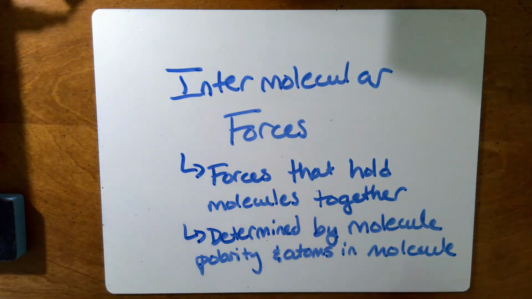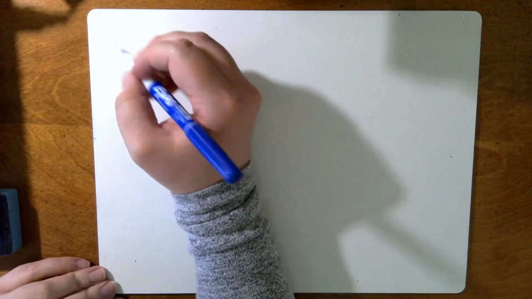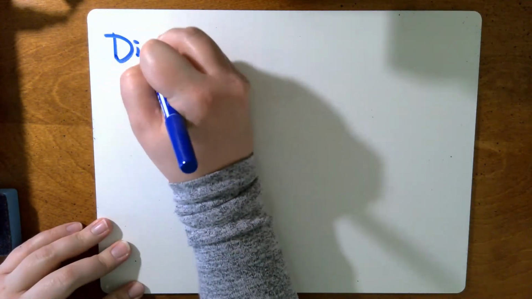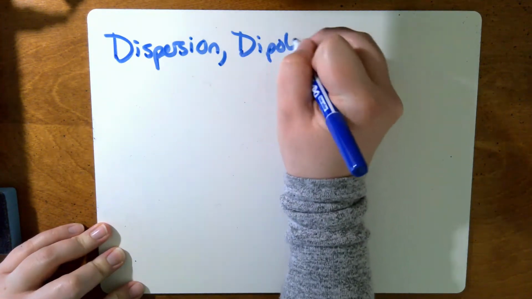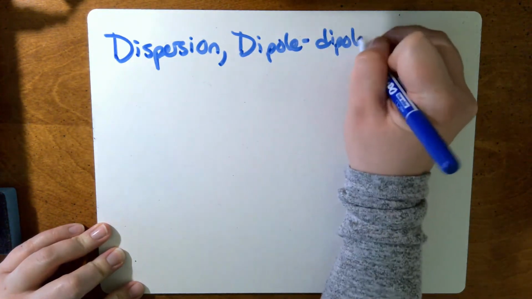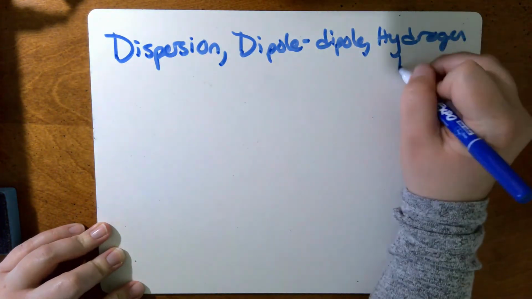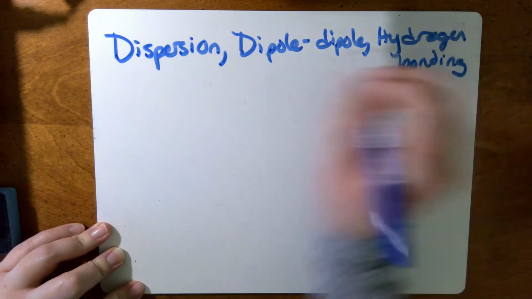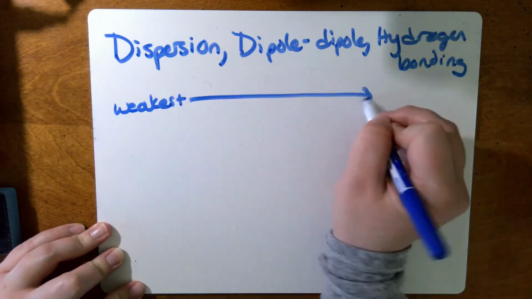So let's look at the three major types of intermolecular forces between covalent molecules and how we figure out which one we have. All right, so there are three types of forces: dispersion, dipole-dipole, and hydrogen bonding. Okay, and these are in order from weakest all the way to the strongest.